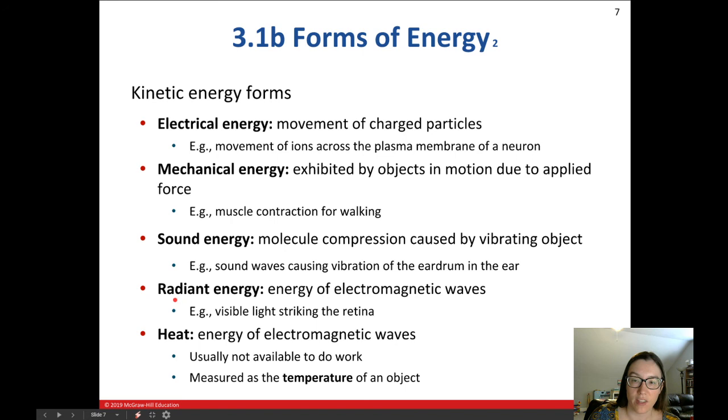A lot of these different types of energy have to do with our senses, like our sense of hearing and our sense of vision. We need special receptors to accept these types of energy and transfer them to the electrical energy that the brain uses. And then heat. Heat is the energy of electromagnetic waves. Also, heat is usually not available to do work, and it's measured as the temperature of an object. In chapter 1, we talked a little bit about homeostasis and how we use our muscles to generate heat in order to maintain body temperature.